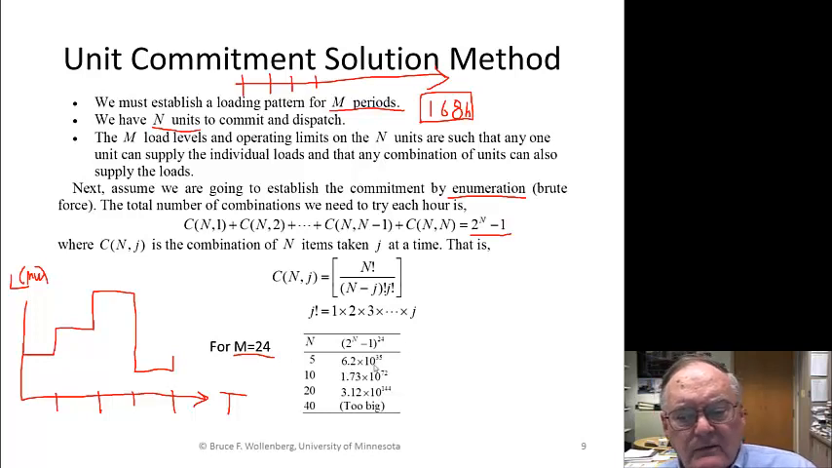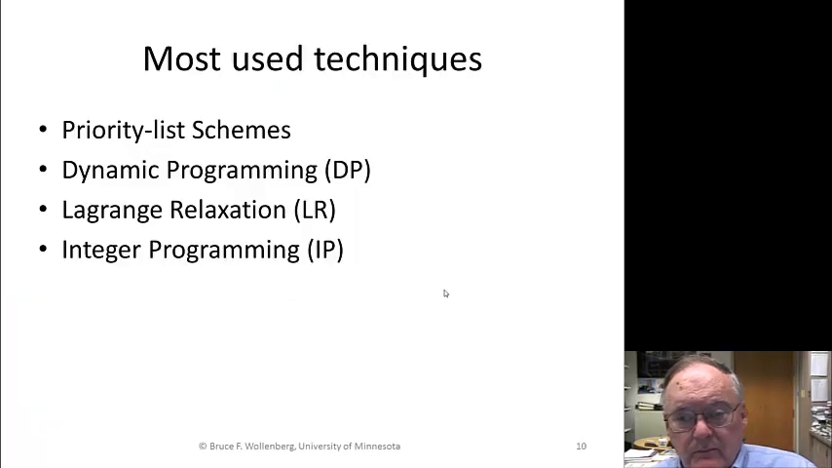If you only have 5 units, the number of combinations, times M, or to the M power, is 6 times 10 to the 35. So you can see that the number of combinations just gets to be huge. Gets to be very, very big. By the way, those of you that have had probability theory and combinatorics would recognize this formula. It says that C(n,j) is n factorial over (n minus j) factorial over j factorial. Very, very big numbers. Here are the techniques that we've used.